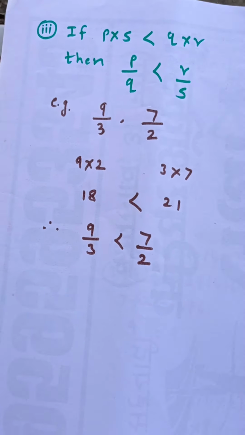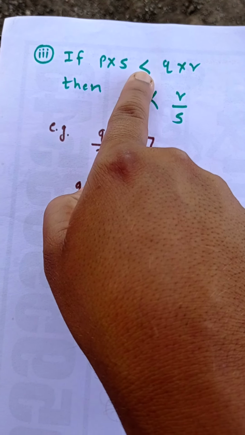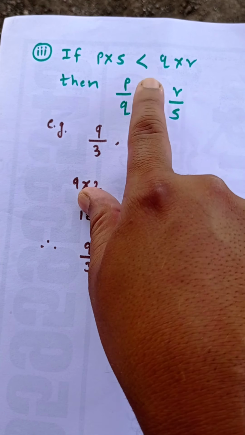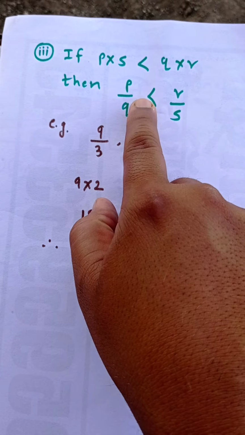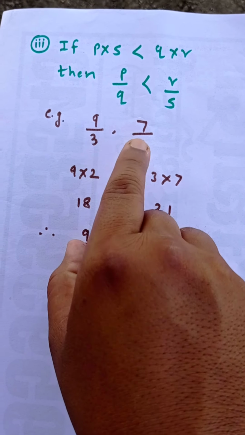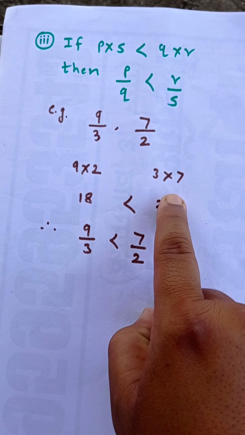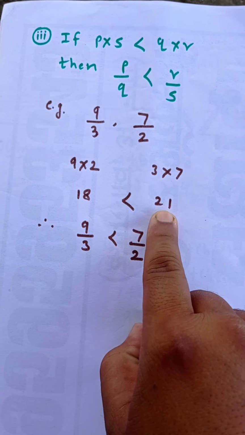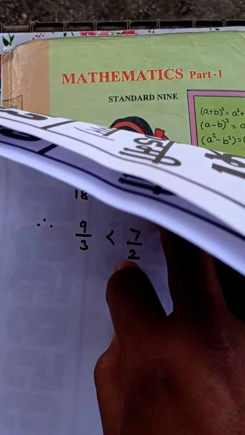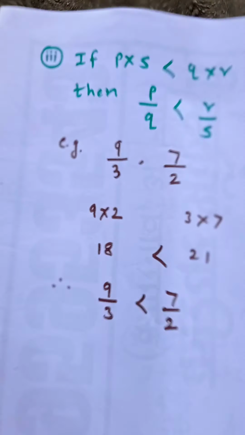Now one more rule: if P into S is smaller than Q into R, then P upon Q is smaller than R upon S. Again we multiply 9 into 2 and 3 into 7. 9 2s are 18, 3 into 7 is 21. So 21 is greater than 18. It means 7 upon 2 is greater than 9 upon 3.